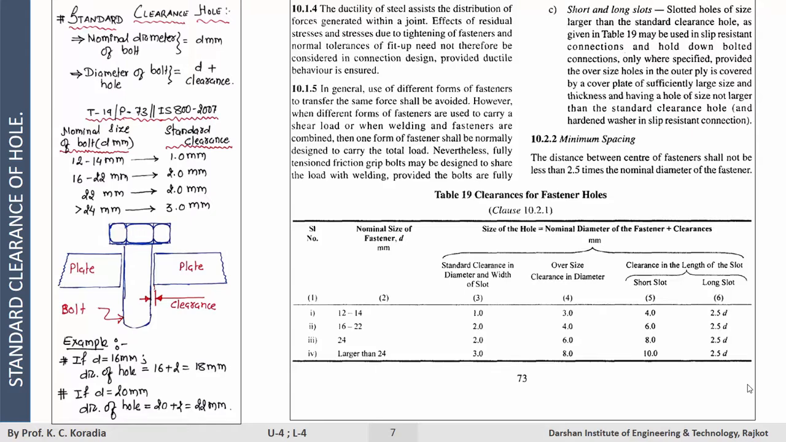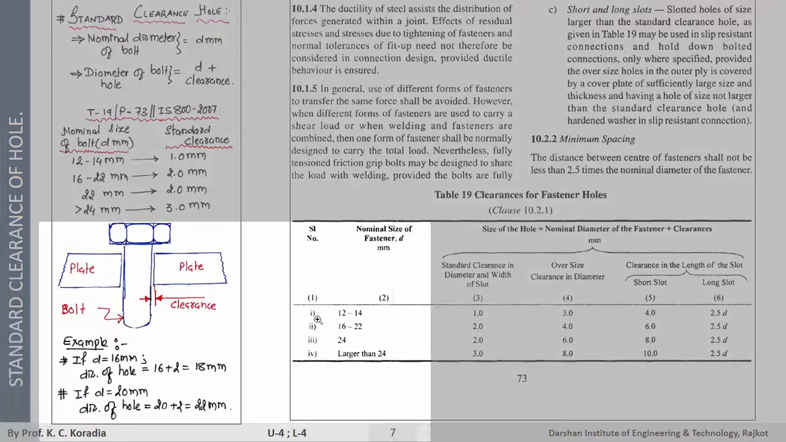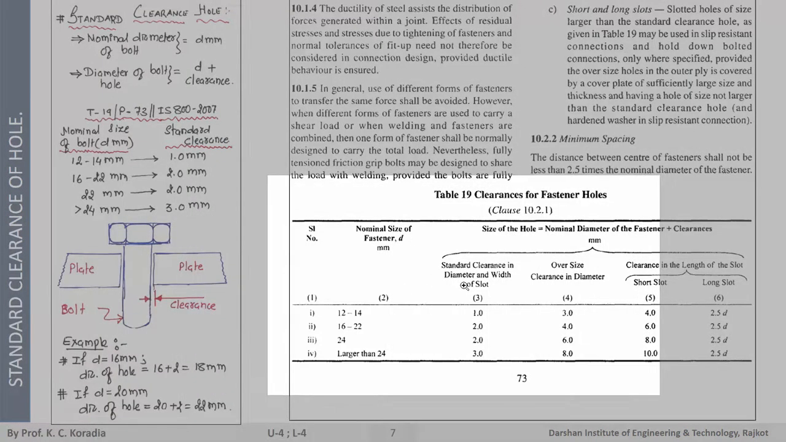First is the standard clearance hole. Bolt holes are made larger than the bolt diameter to facilitate erection and to allow for inaccuracy in fabrication. Code has suggested some standard clearances as given in Table number 19, page number 73.